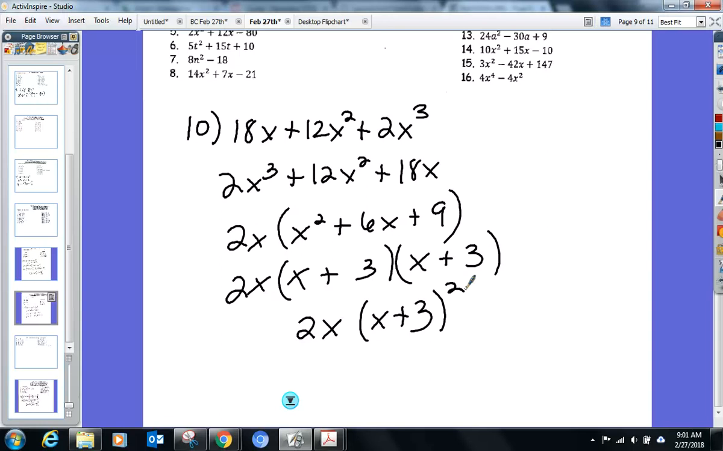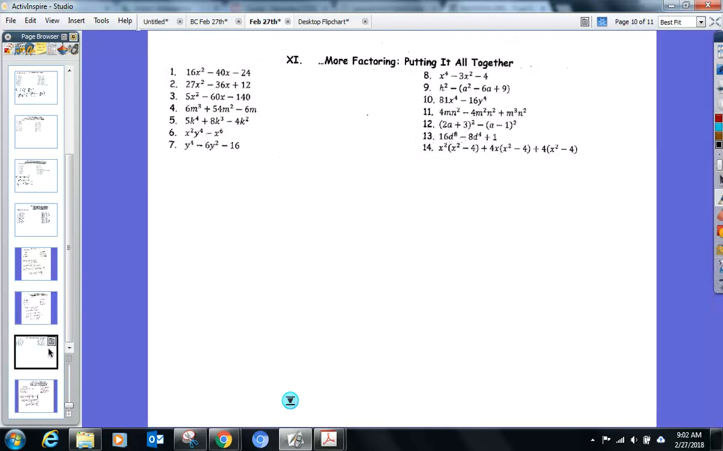Anybody else? I've got one more here, and it's not going to be pretty. Section 11, look at number 9. I'm doing this now with you so you don't freak out tonight.